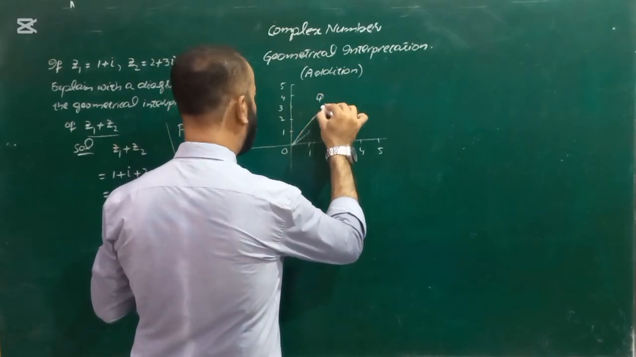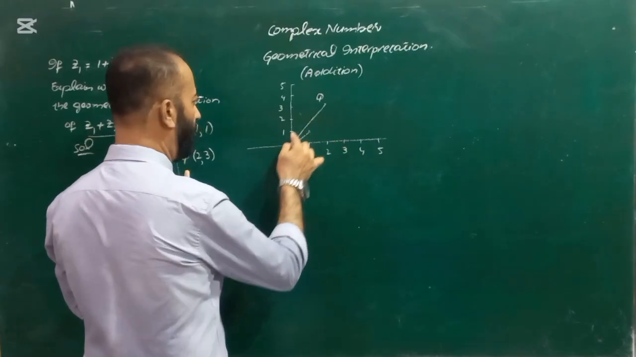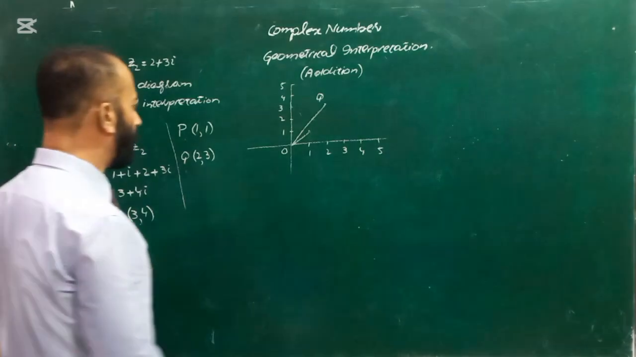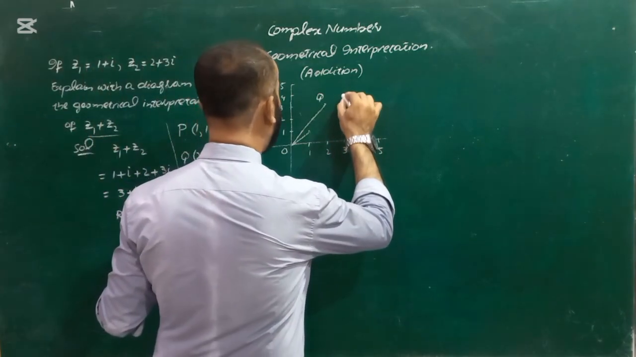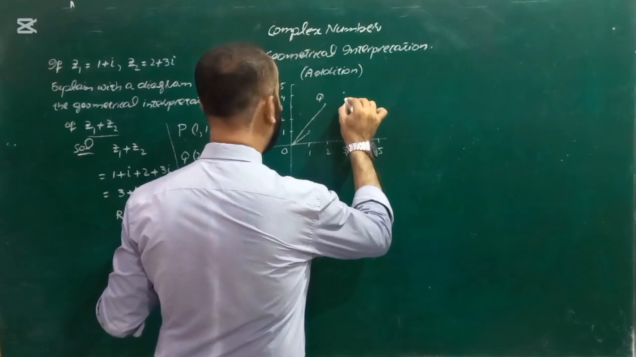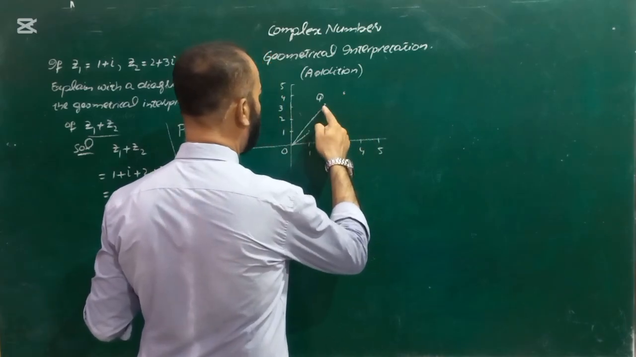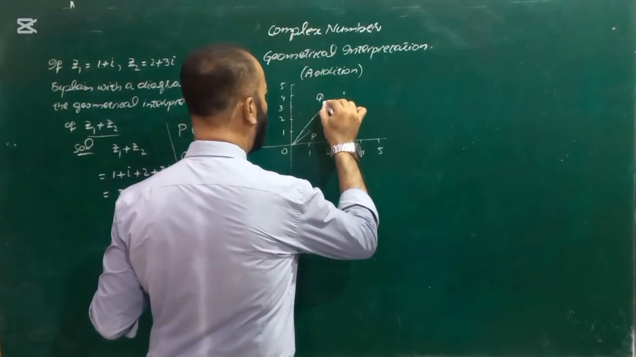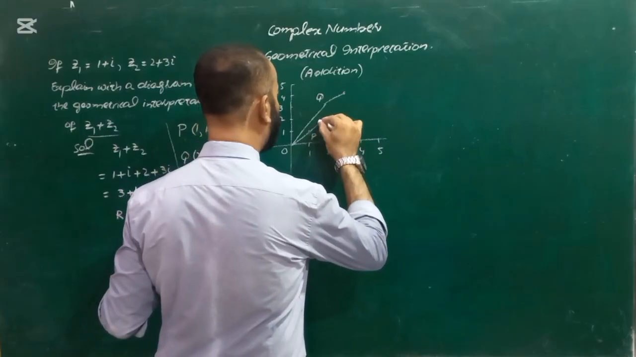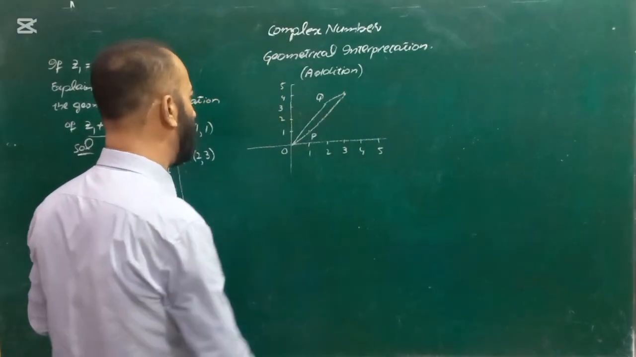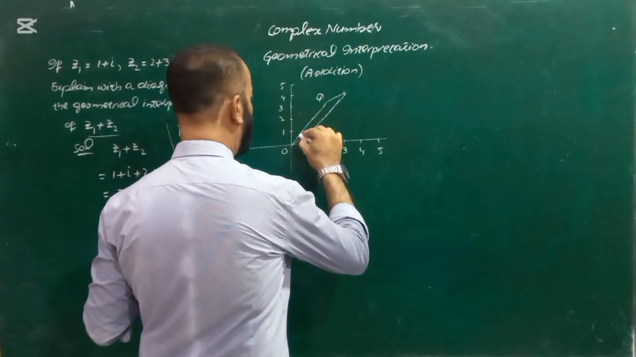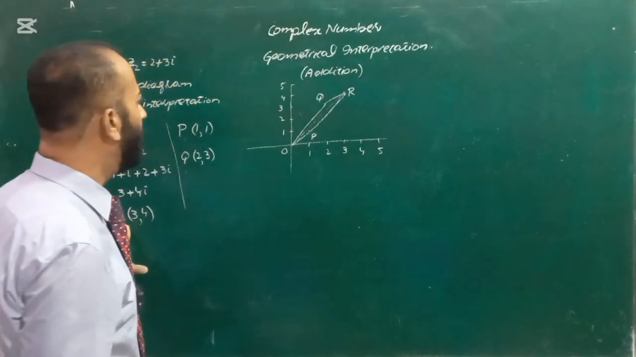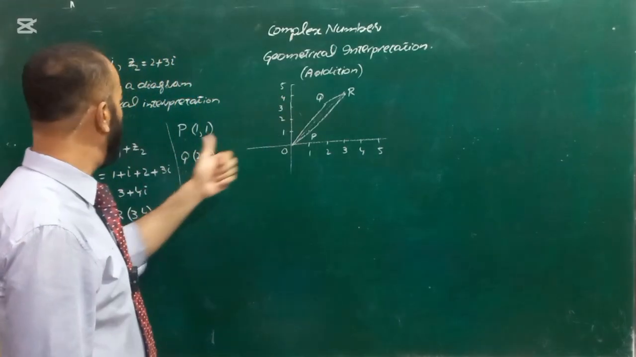So look now, with the help of a scale, you will join this point with the origin. So here is Q point, and R is (3, 4). And here is 3, and here is 4. So now you have to join this point with these two points, P and Q. Here is P. So with the help of a scale, you will join these points. So look now, like this. So this is the geometrical representation. Here will be R. So this is the geometrical representation of the addition.